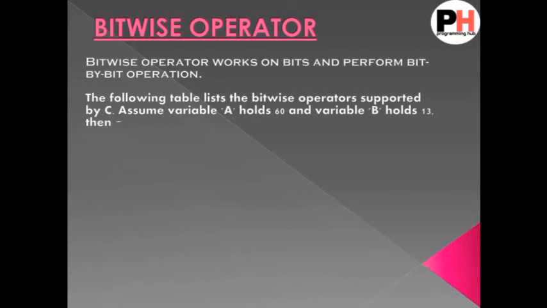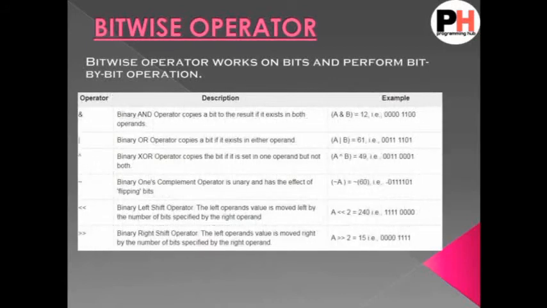Now the following table lists the bitwise operators supported by C. Assume variable A holds 60 and variable B holds 13. Then, this is the AND operator: it copies a bit to the result if it exists in both operands. Okay, so A AND B equals 12, that is 0 0 0 0 1 1 0 0.